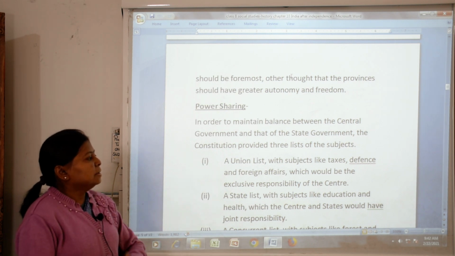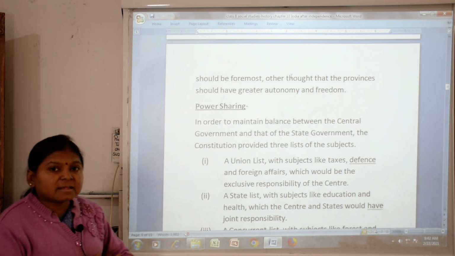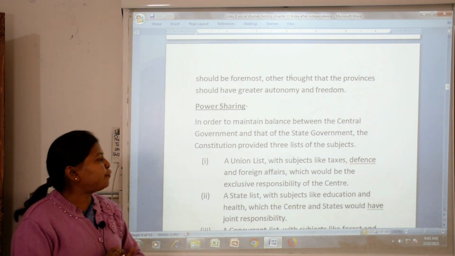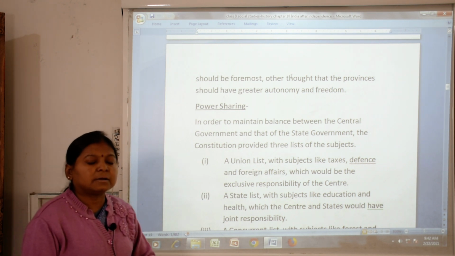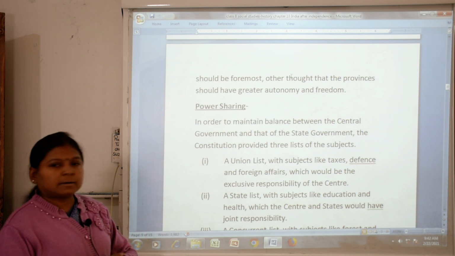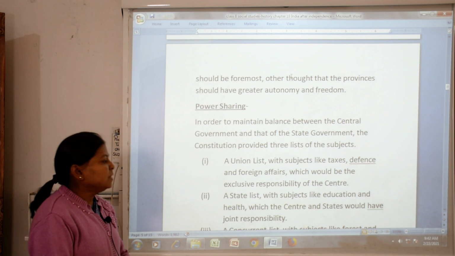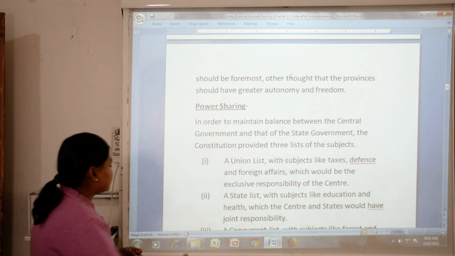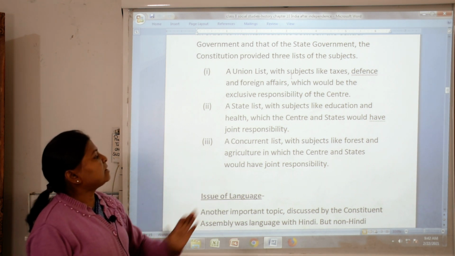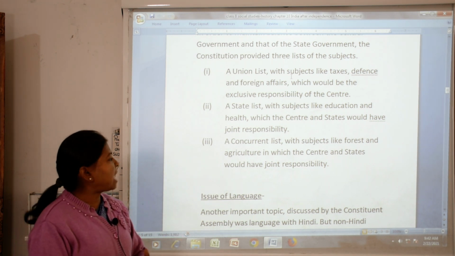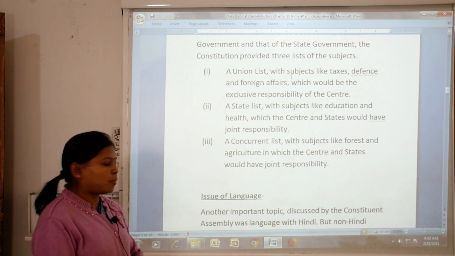First one is the Union list. Union list means the main subjects like taxes, defense and foreign affairs, which would be the exclusive responsibility of the center. They will decide regarding these matters. State list has subjects like education and health, which the center and state would handle jointly. They will do the planning together. A concurrent list has subjects like forest and agriculture, in which the center and state would have joint responsibility.